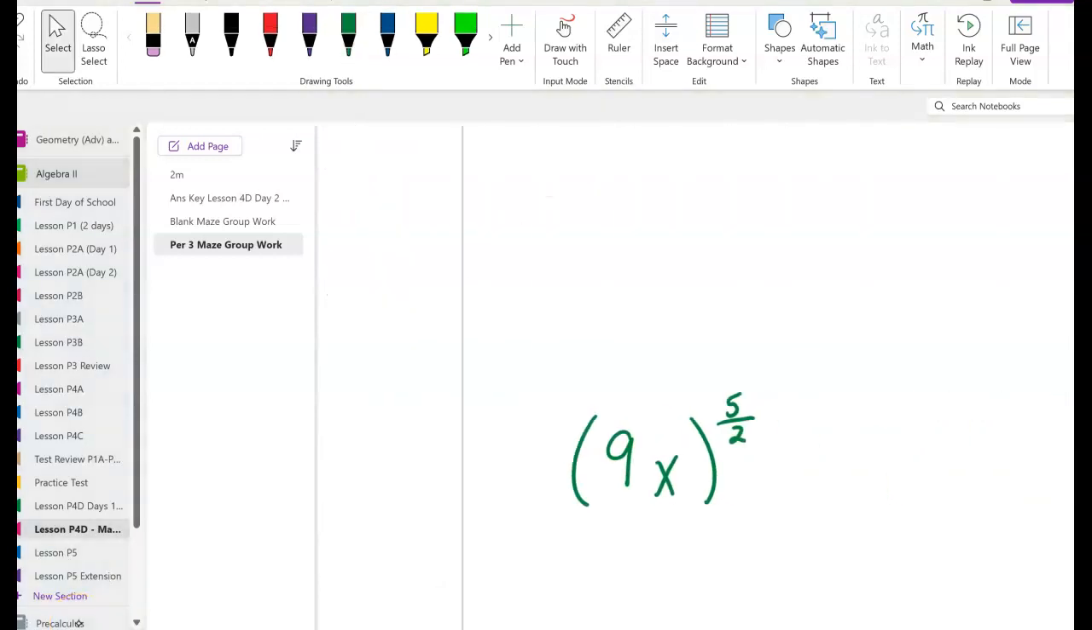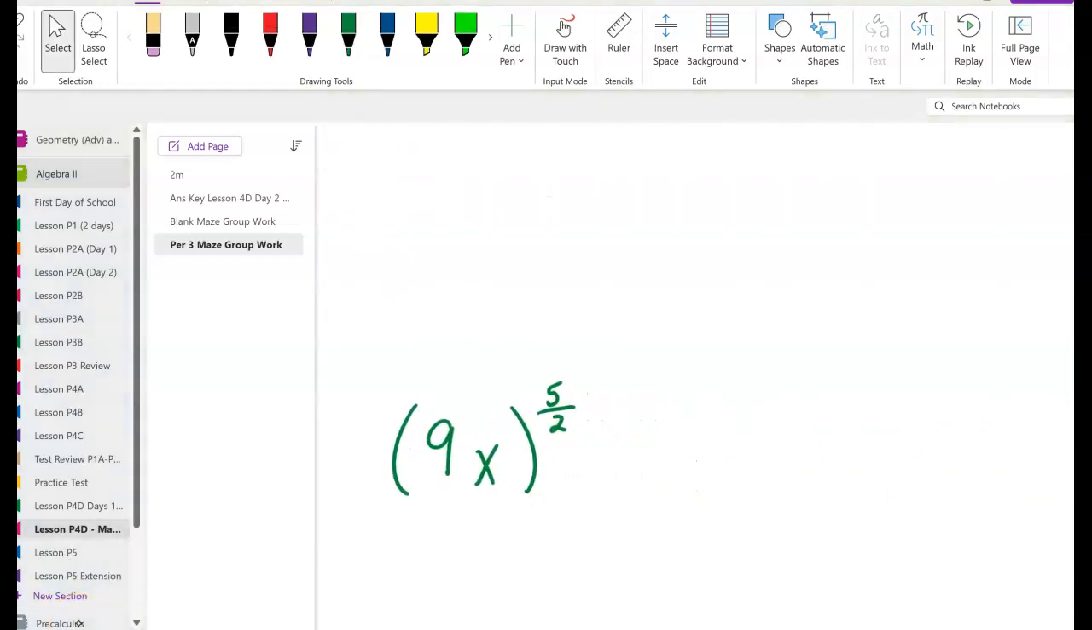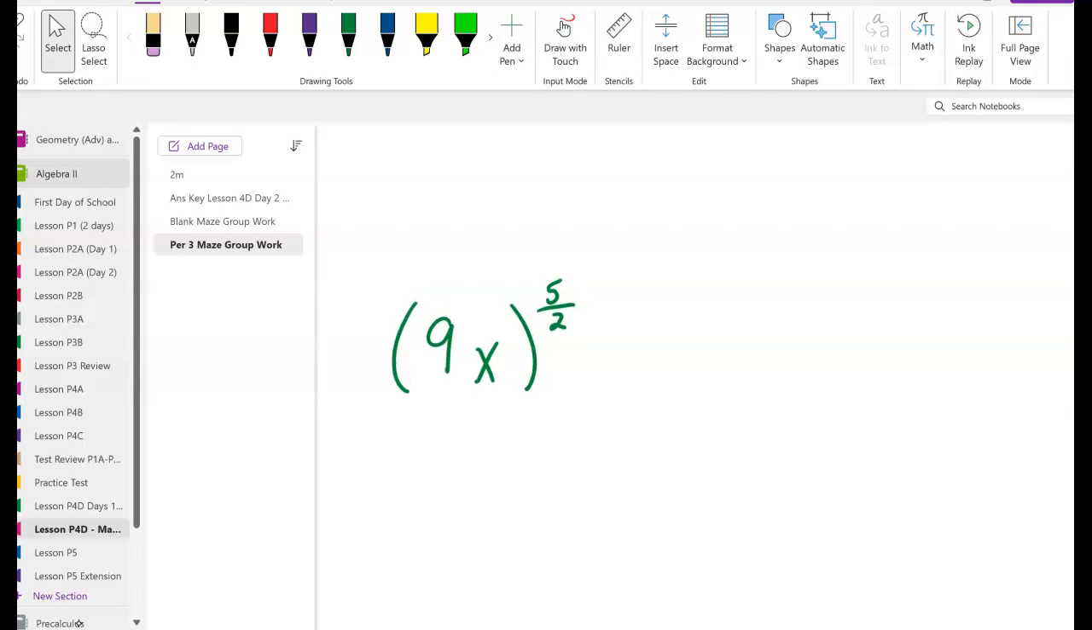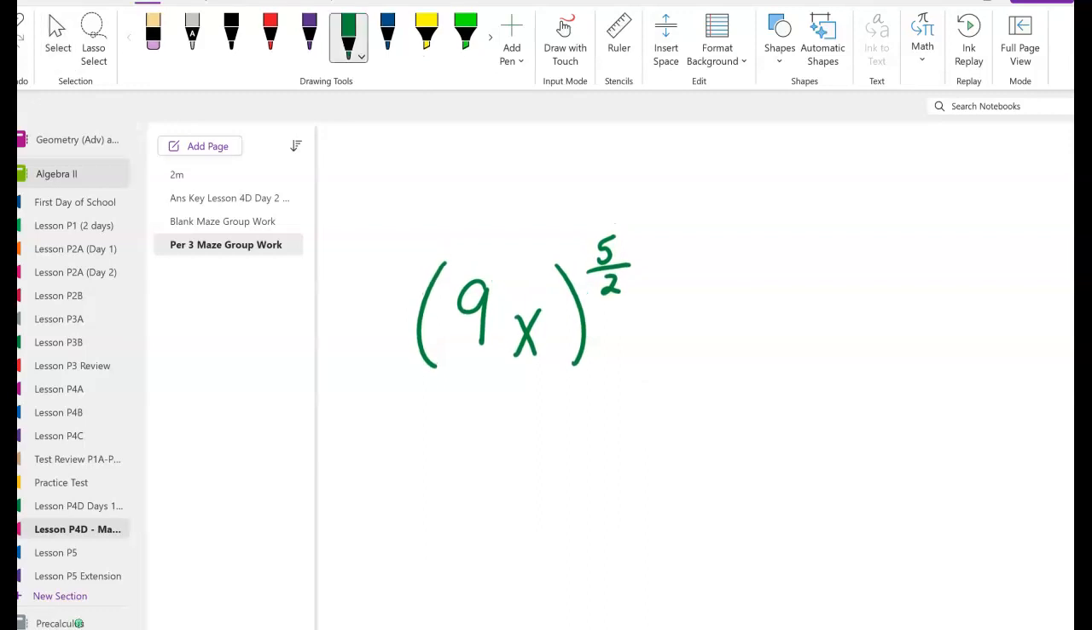Right, so with this one, we want simplest radical form. Now, this is when changing forms comes in really handy. When you are doing this, shouldn't we apply our exponents just like before? Can we do the power property? So I got 9 to the 5 halves, and I got x to the 5 halves.